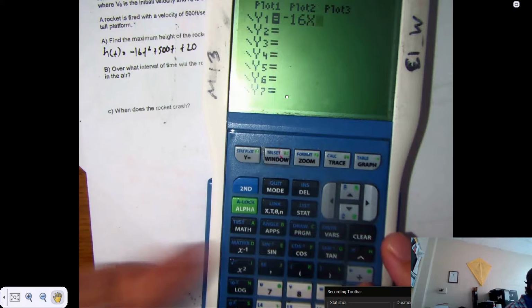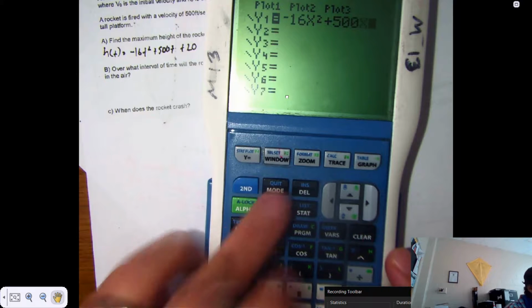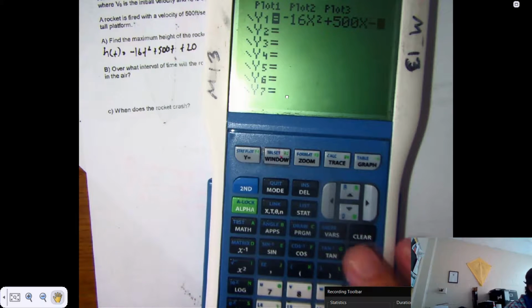Now you don't have a t button, you have an x squared, an x button. And there is a difference between the minus button and the subtraction button, so make sure you're using the right signs here. Plus 20. You should have that in y1. Again, we pressed y equals, we type the equation in.